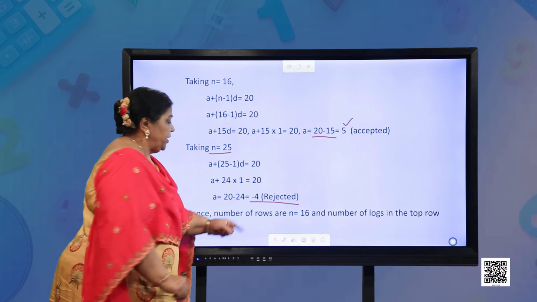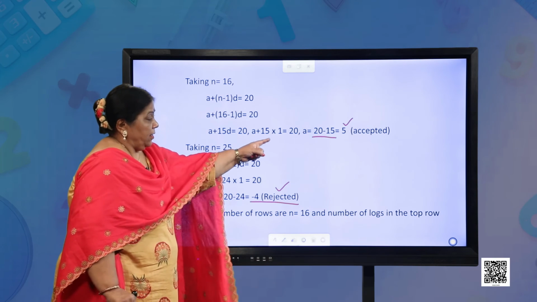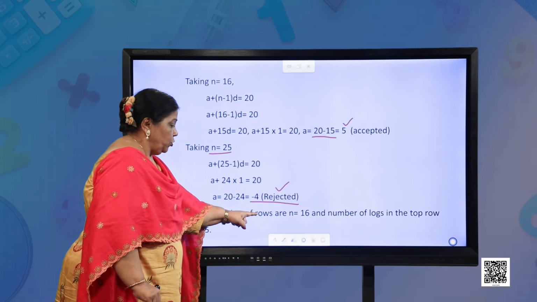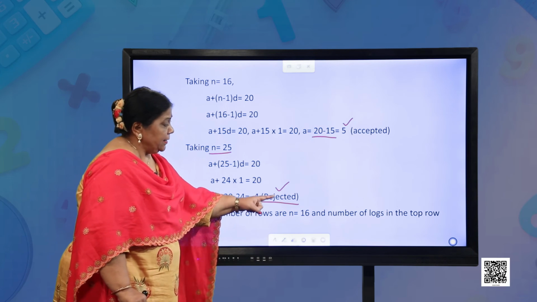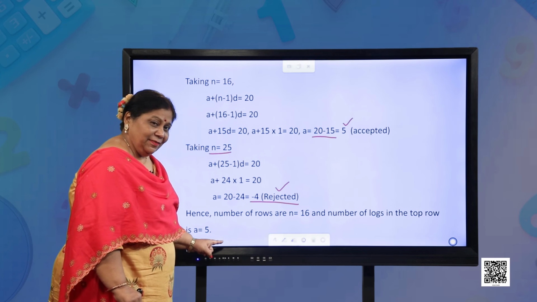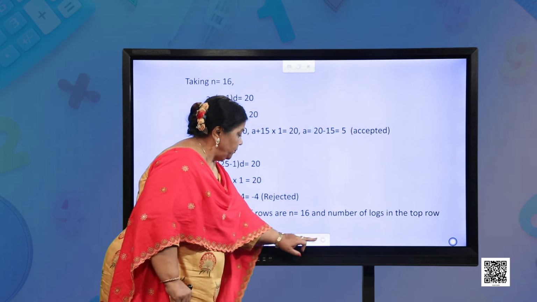No. Therefore, it is rejected here and we have the number of logs in the first row to be 5, and hence the number of rows is 16 and the number of logs in the top row is 5. I hope it is clear. Question is very important. Okay, let us do the next one now.